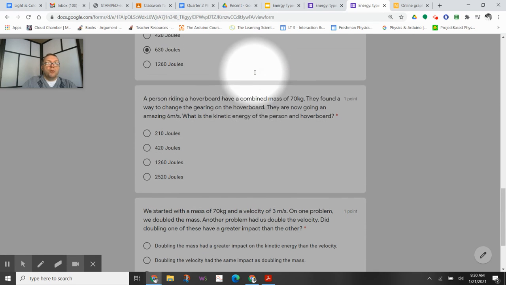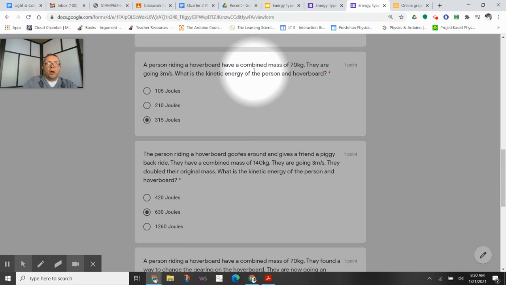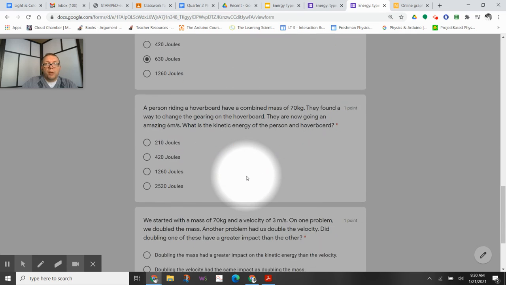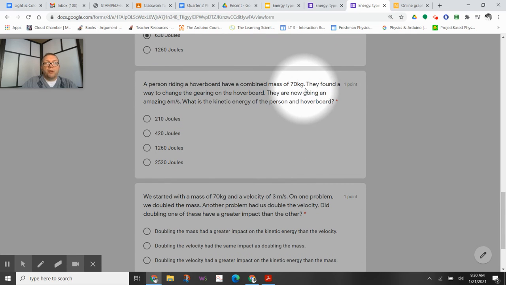Now, if you notice these first two, we went from 70 kilograms to 140 kilograms. So we doubled the mass, and we went from 315 joules to 630 joules. We doubled the mass, we doubled the kinetic energy. This next one, we're going back to the same mass, but now we're doubling the velocity, right? So we'll see the effect that has.